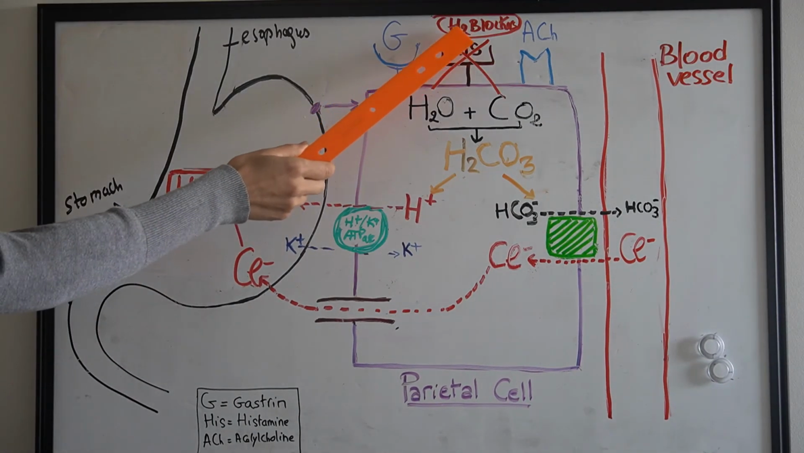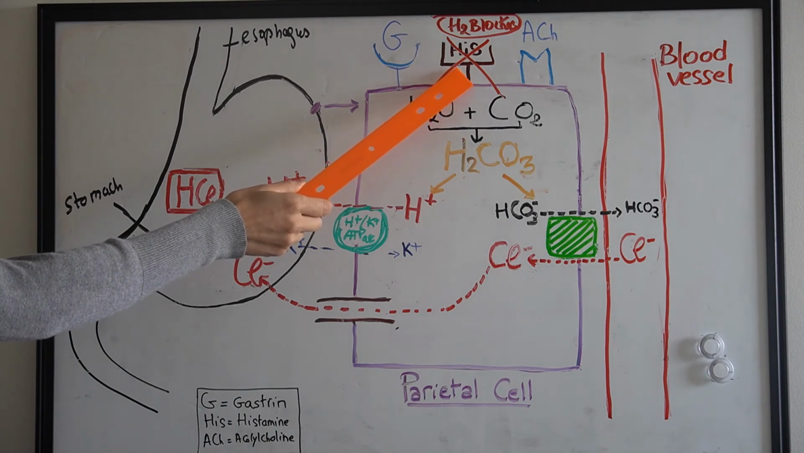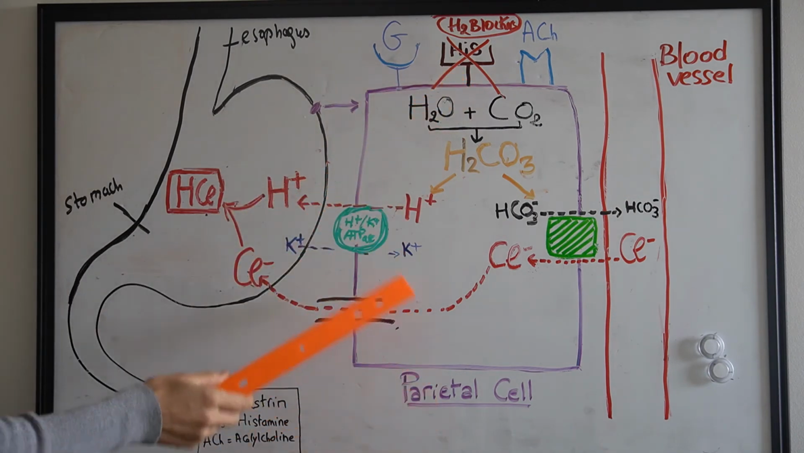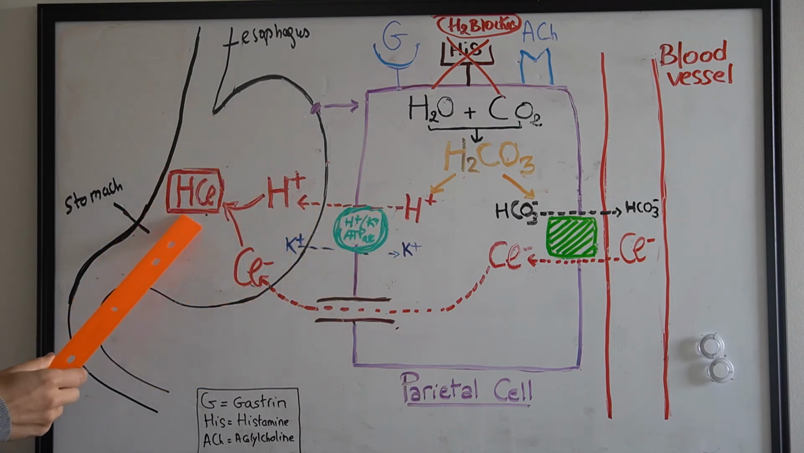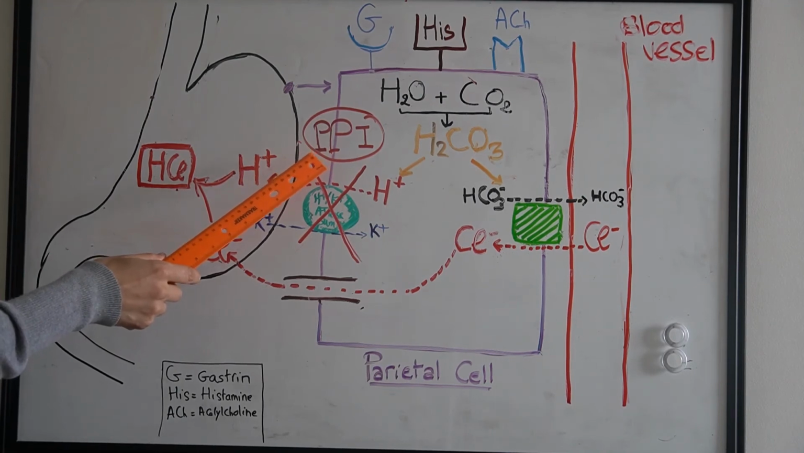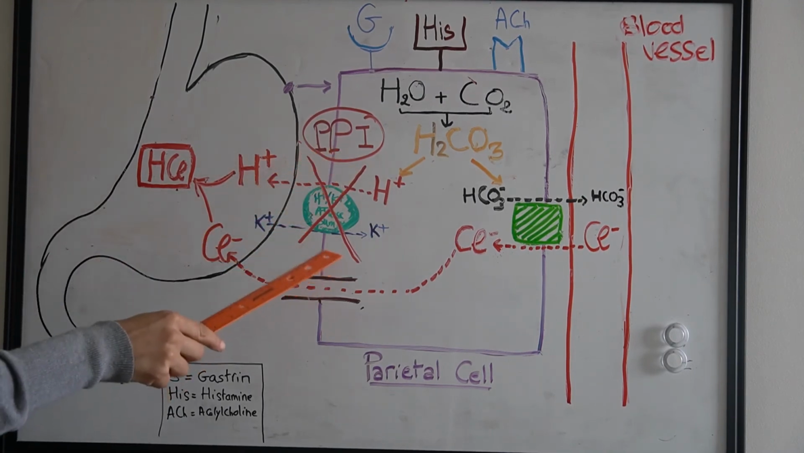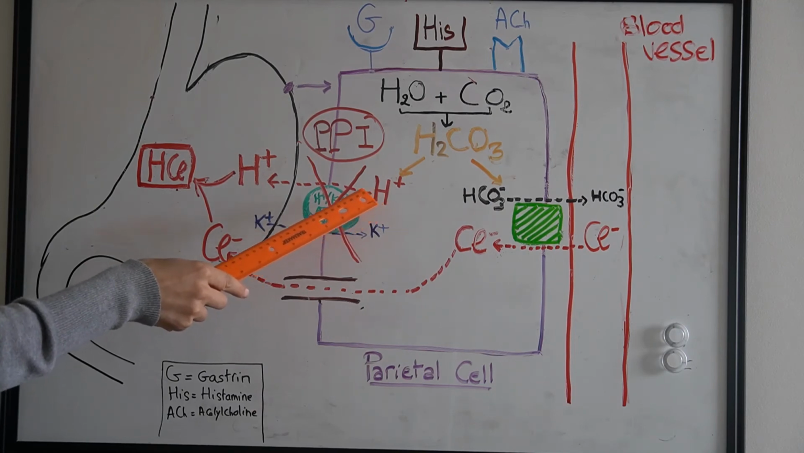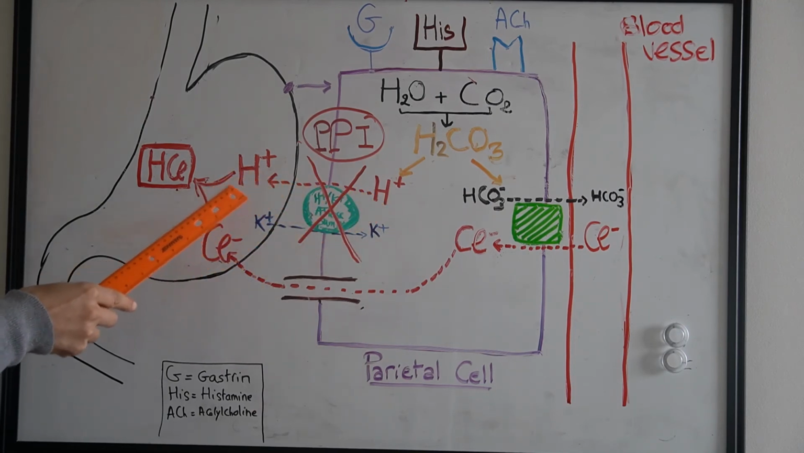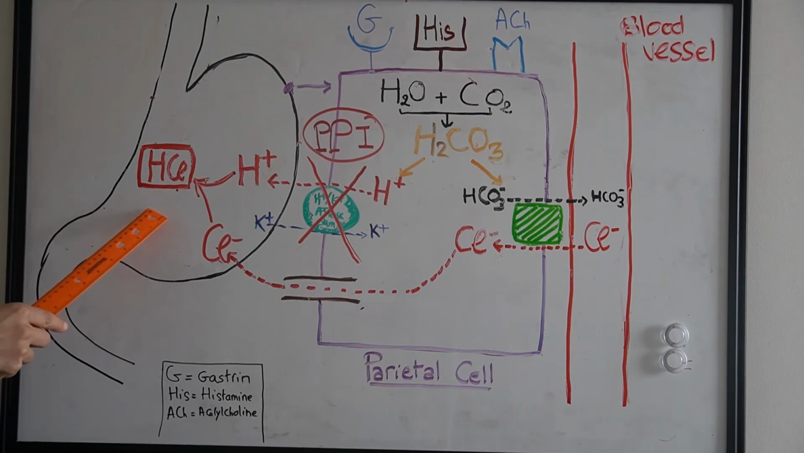Next, we have H2 blockers, and what they do, they block H2 receptors, preventing the parietal cell from getting activated. So we won't be able to make any protons, hence we can't form hydrochloric acid. Move on to proton pump inhibitors. They work by shutting down the proton pump. So hydrogen, even though it's in there within the parietal cell, can't get moved into the stomach lumen. So we won't be able to make any hydrochloric acid.